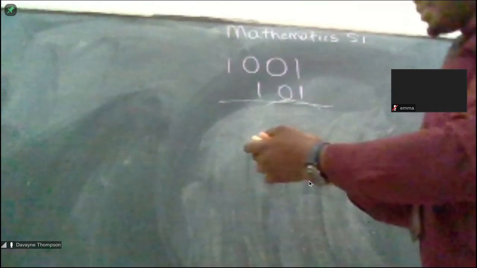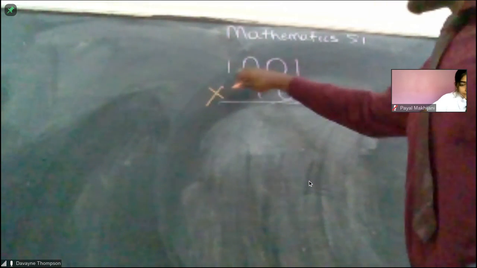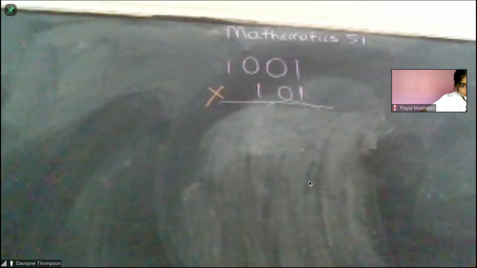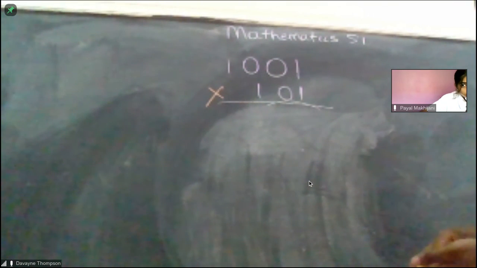Right, let's begin. Starting with payoff. Are you there, payoff? Yes, sir. What is the lower row? The first row is 1001, but what's the next row? You multiply 1 and 1.